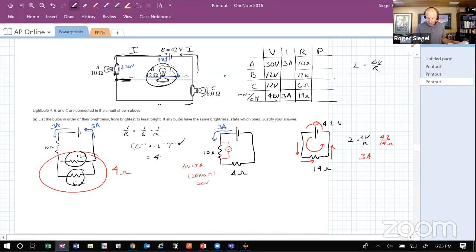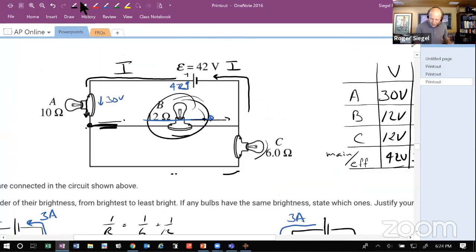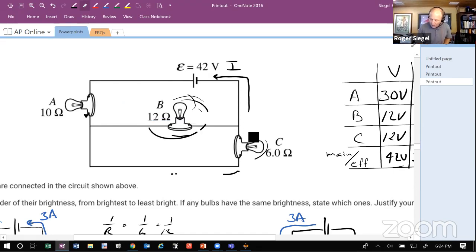But now let's look at what happens here. I want to talk about the junction, because the junction rule is all important. Now here at the junction, we've got 3 amperes coming across here. So let's start with that. We've got 3 amperes coming out of our battery and going through this first light bulb.